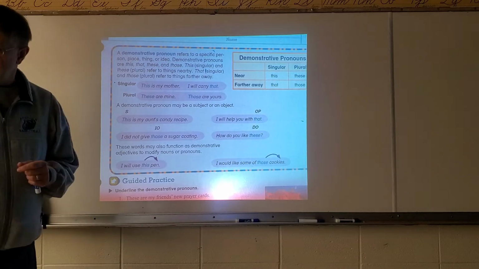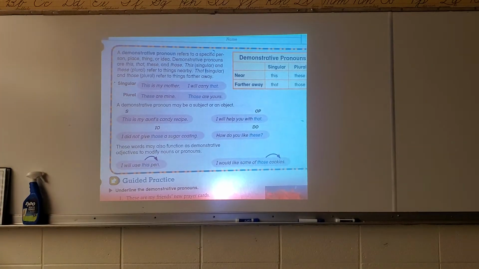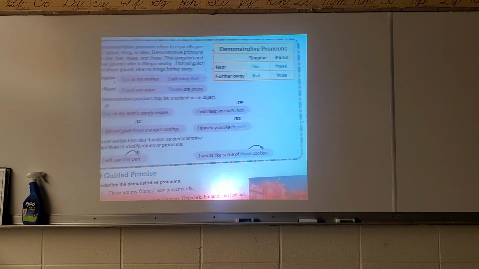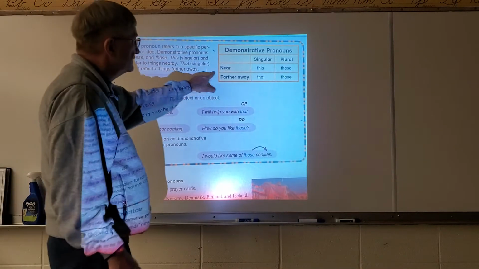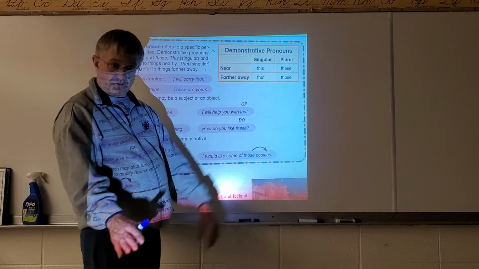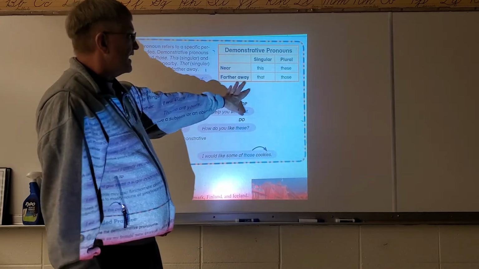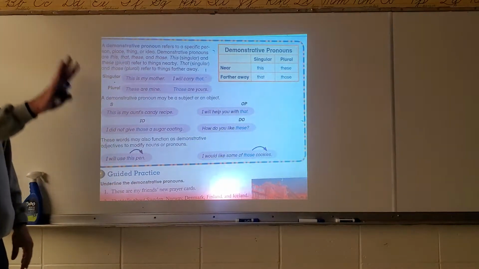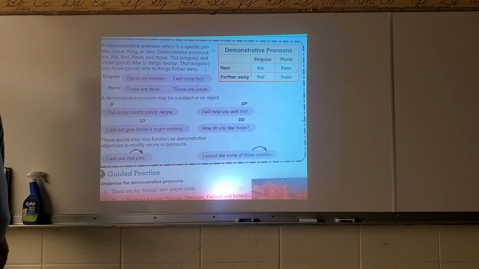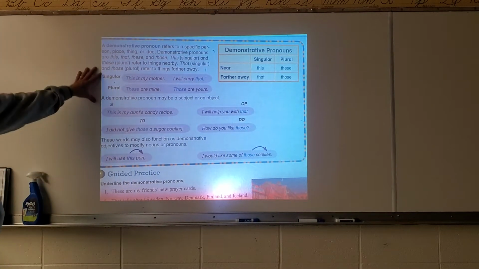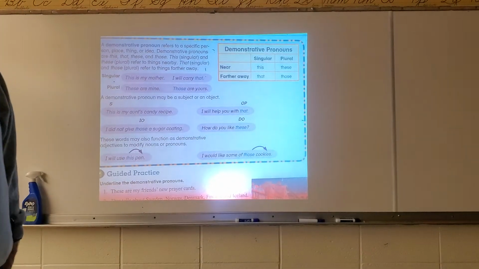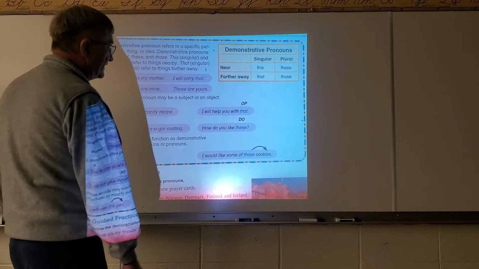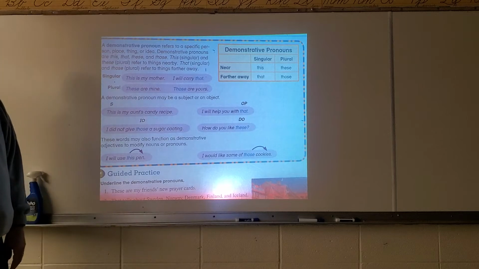So again, you have the little box off to the side that states near, which is this and these, directly close to you. Far away, that and those. Those are my pieces of candy in the cupboard. All right, so let's go through these. I think you got the idea. I won't torment you with candy anymore, even though you probably have it sitting there by you.